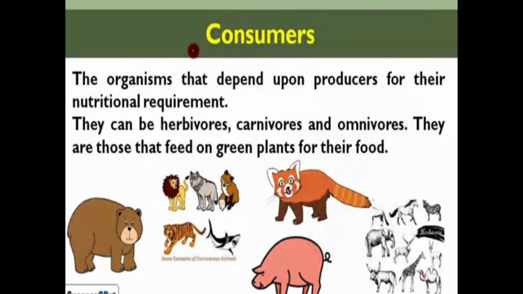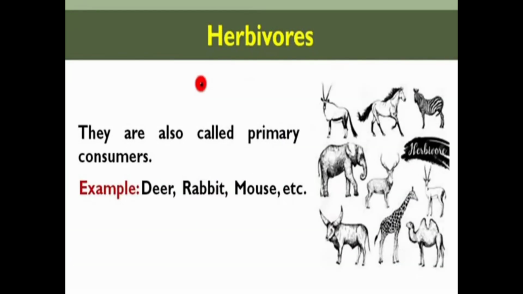So some feed on green plants, some feed on animals that eat the green plants. All those organisms come under the consumers. So here are the herbivores. Herbivores are called primary consumers. Primary consumers, herbivores, we can say that they are plant eaters, the animals who eat plants. Example, if we say deer, rabbit, mouse, etc. They are all plant eaters and they come under primary consumers.